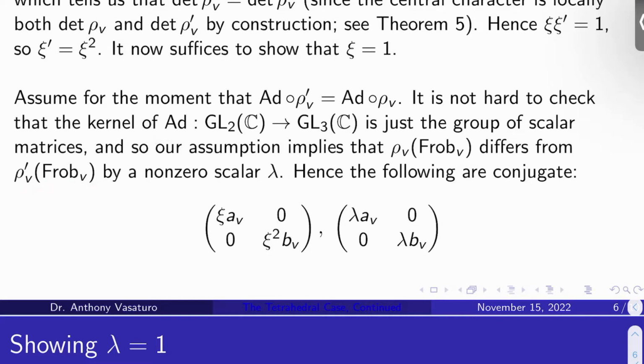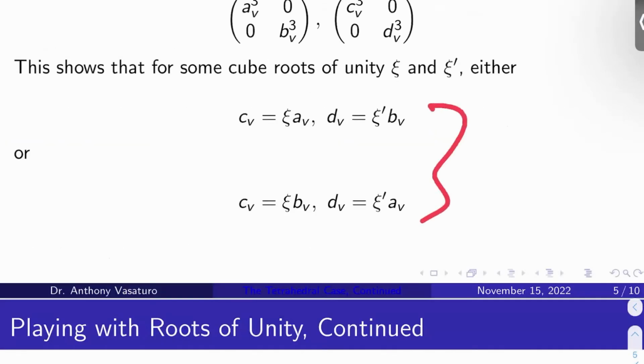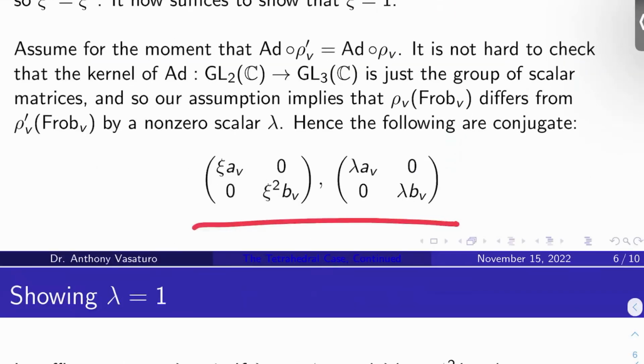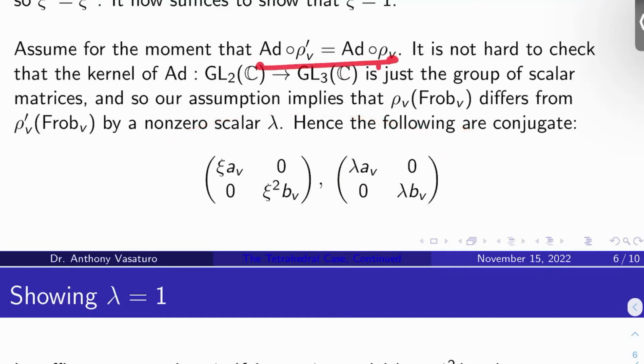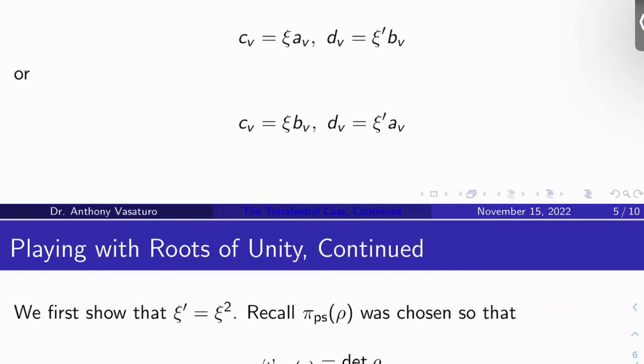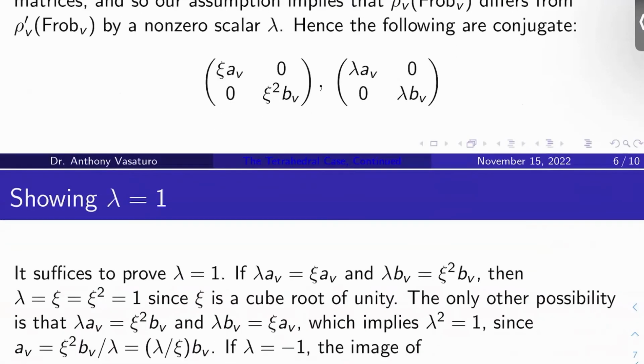In other words, for some non-zero scalar lambda, given this here, these matrices are conjugate: the diagonal matrix with entries c a_v and c squared b_v, and the diagonal matrix with diagonal entries lambda a_v, lambda b_v. These are already conjugate under this assumption that I'm making. Well, given what I want to show and this information here, is it not then just enough to show that lambda is 1? Should be, right? So I'm just going to show lambda is 1.